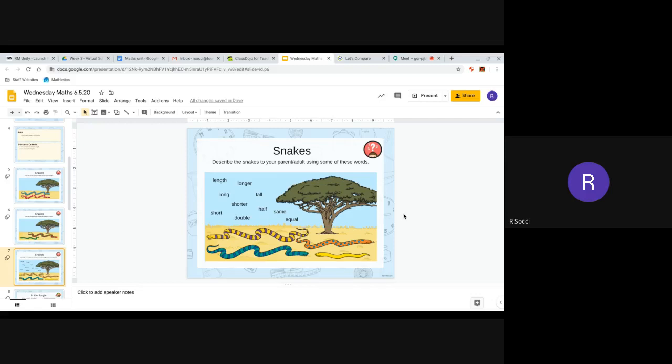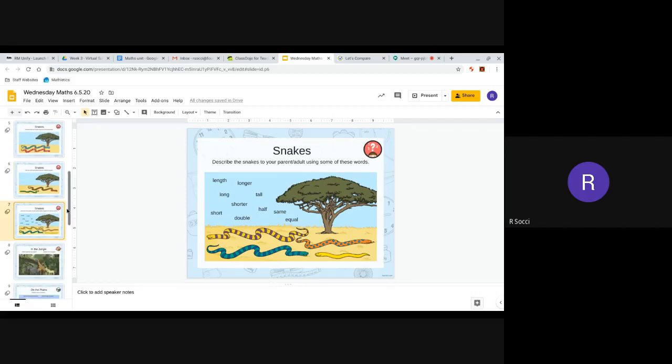Okay, so I'd like you to have a go at describing those snakes on the picture to your parent or adult using some of those special maths words. So you can pause the video now if you'd like a little bit longer to explain and describe, or we can carry on.